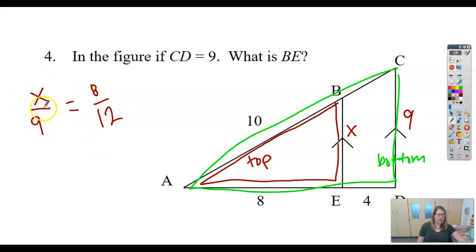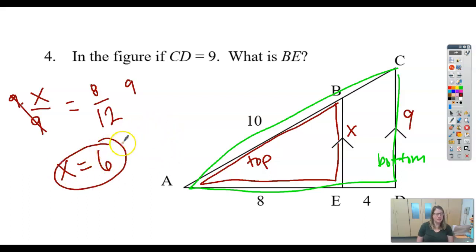And then in order to find out what x is, all I need to do is multiply both sides by 9. So I'm going to grab my calculator here, put in 8 divided by 12, hit enter, and then times it by 9, and I'm going to get 6. Okay, so x equals 6. It doesn't matter which order I do here. I could have done 8 times 9 and then divide by 12, or 8 divided by 12 times 9. Either way, I get 6.